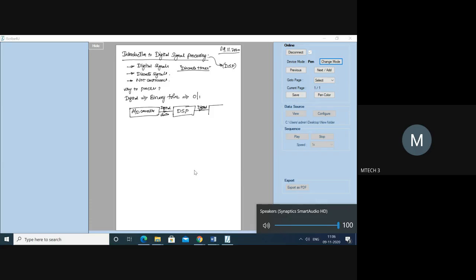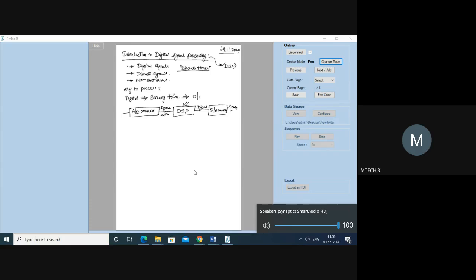Then if required, you again use the D to A converter for the purpose of converting digital to analog data. This is the process, and this is what is very important for me, that is digital signal processing. This figure indicates the basic elements of digital signal processing.